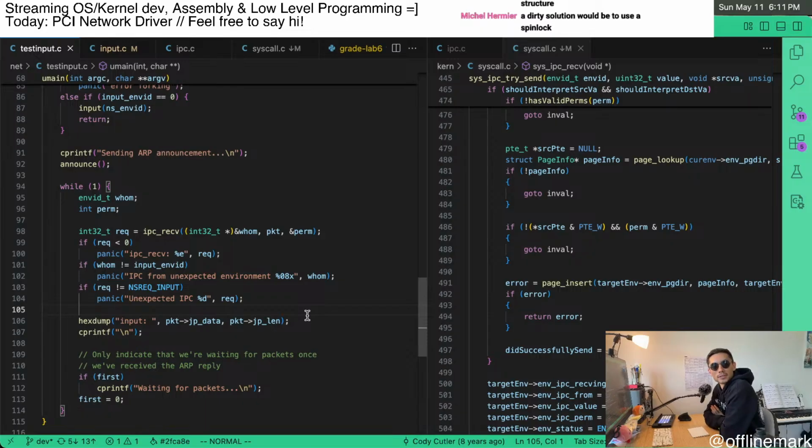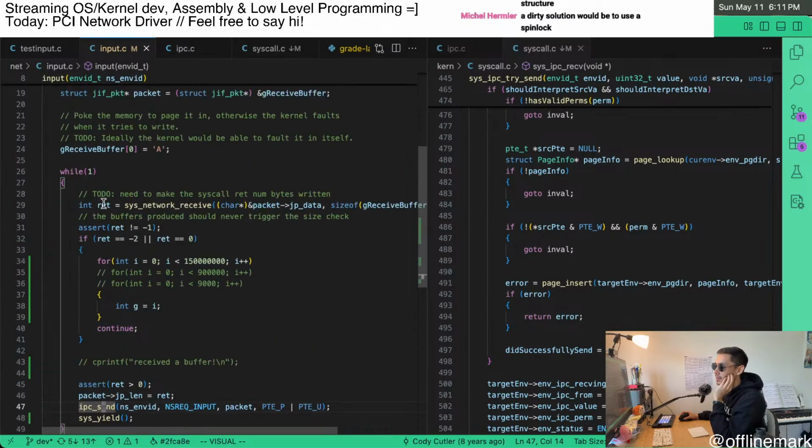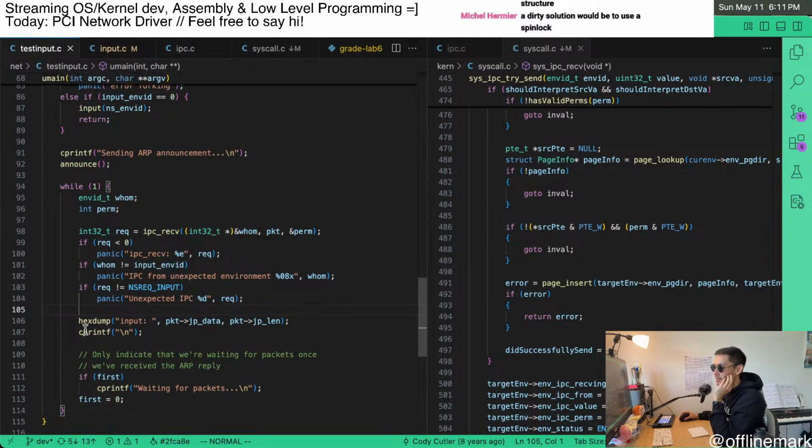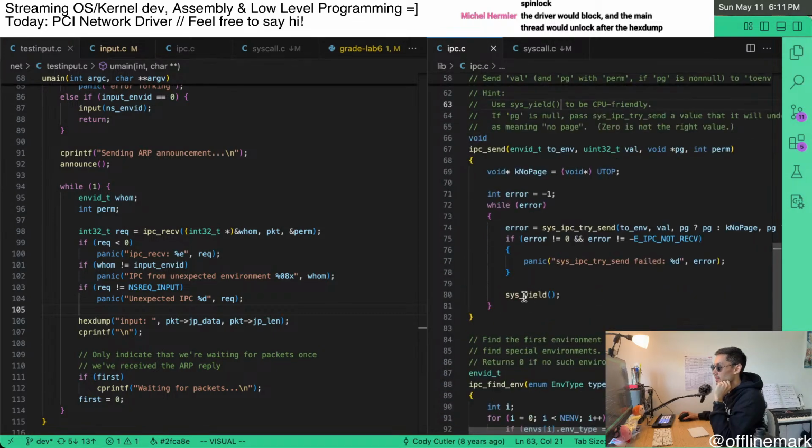Okay. How do we solve this? We need to prevent this thing from calling this until this thing has fully processed things. It is mysterious why this yield is not enough. That is a bit of a mystery.